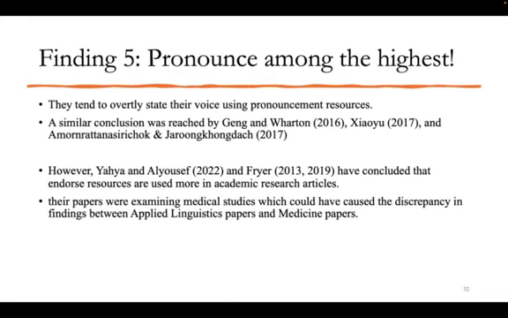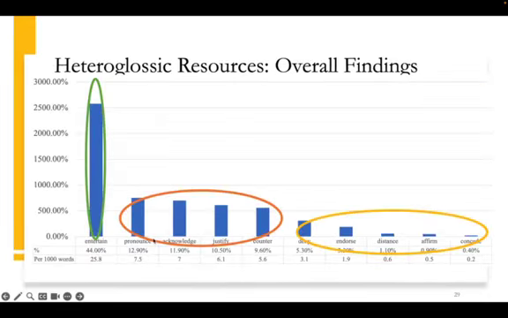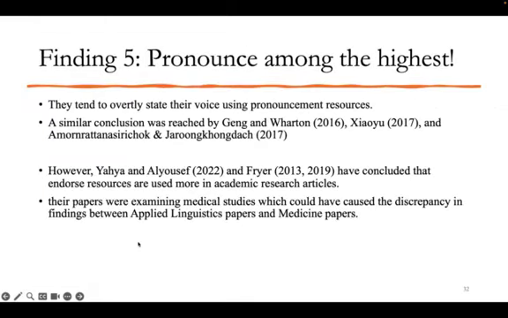Now, pronounce, as we can see from the data in here, is the second most used resource. So entertain the highest and then pronounce, which means that they tend to overtly state their voice using pronouncement resources, which is in line with other studies, except for the studies conducted in medical field or medicine, which could be the reason for the discrepancy in the findings between the studies done on applied linguistics or sub-disciplines, and the ones done in medicine papers.